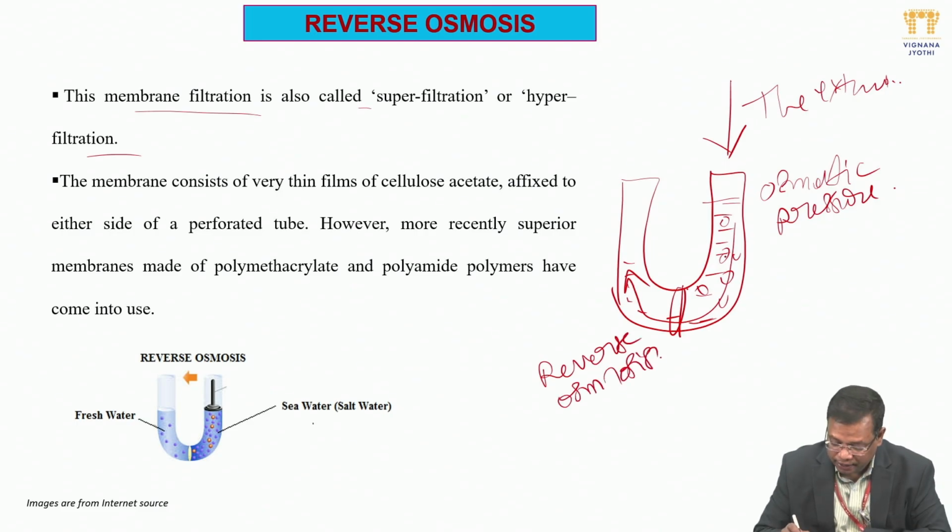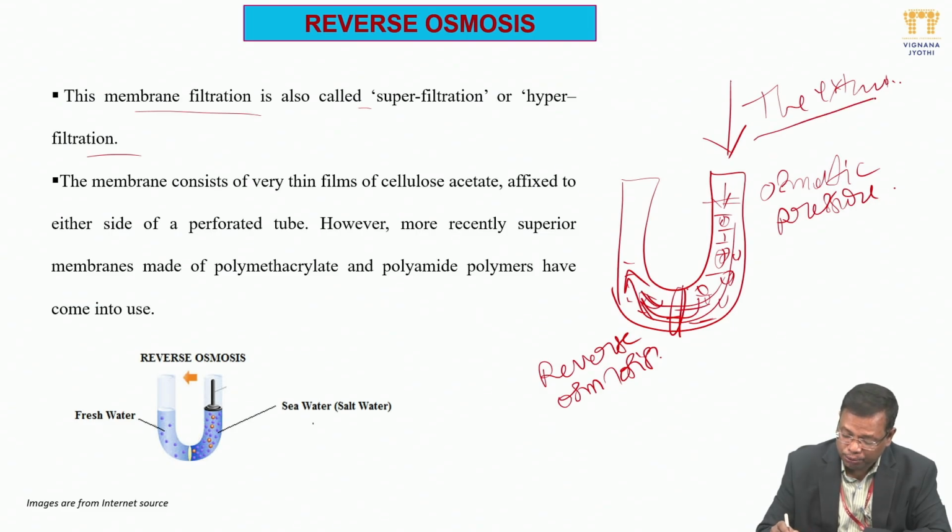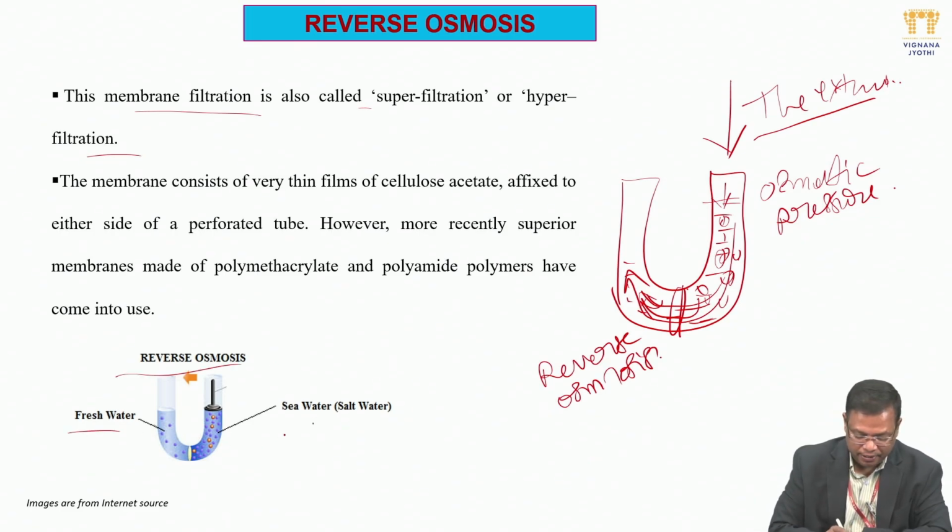So it implies that the solute particles won't be moved from this side to this side, but only the pure water will be moved from high concentration to low concentration by the use of the external pressure. So that is called reverse osmosis. You can see here fresh water. So this is seawater.